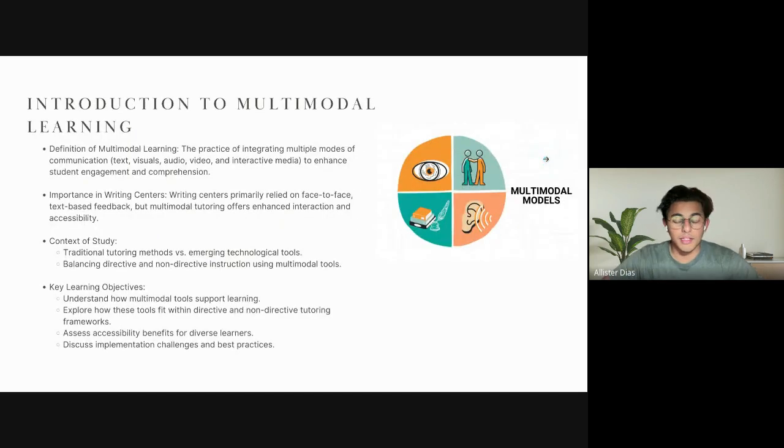So with that in mind, let's understand first and foremost, what is multimodal tutoring or multimodal learning as a whole? Well, multimodal learning is defined as a practice of integrating multiple modes of communication. So this includes things like text, visuals, audio, video, and interactive media to enhance student engagement and comprehension.